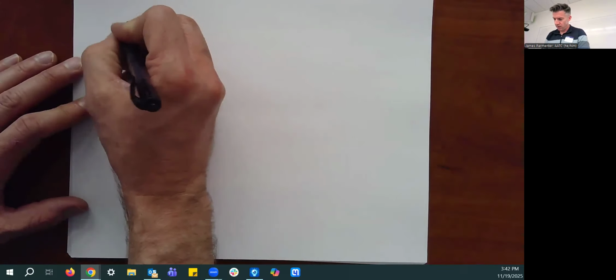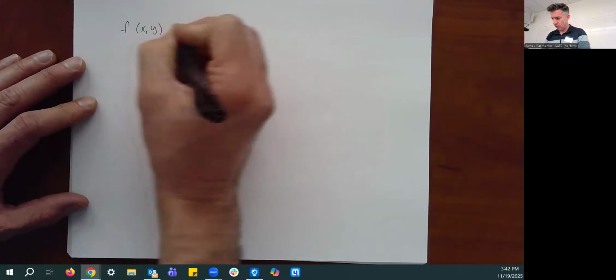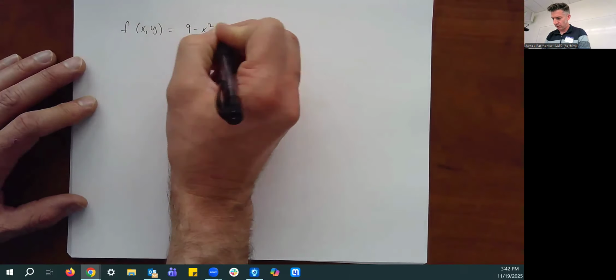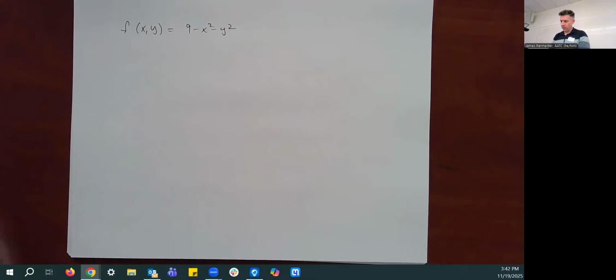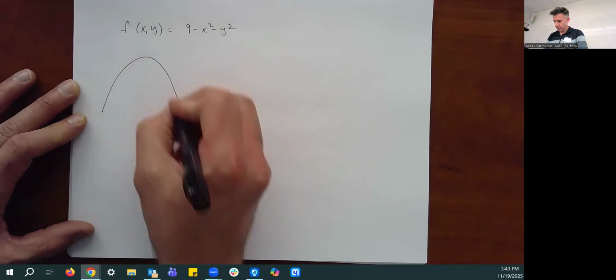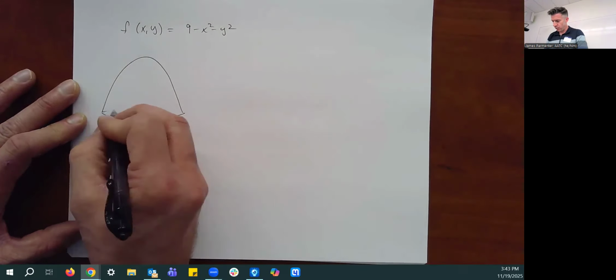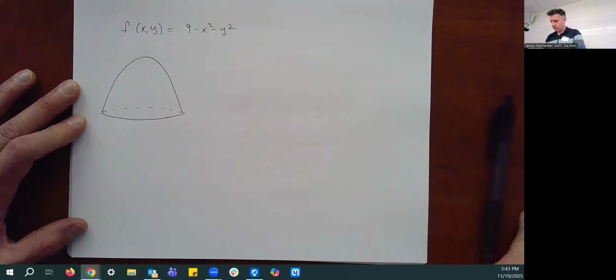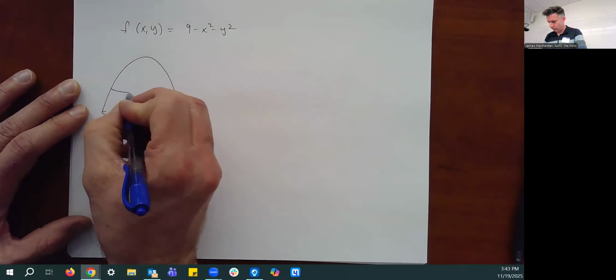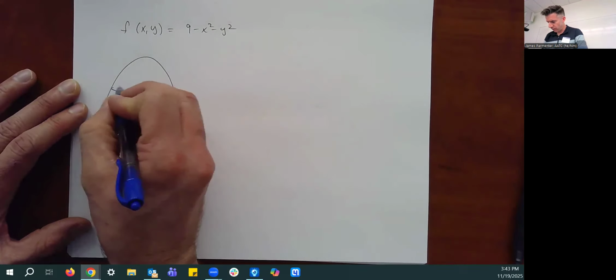You might want to write this down, you might not. But let's take a look at the mountain that I was using a while ago, my favorite upside down paraboloid, f of x, y equal to 9 minus x squared minus y squared. And we're going to look at the same point we were looking at before, which is the point on the level curve z equal to 4.